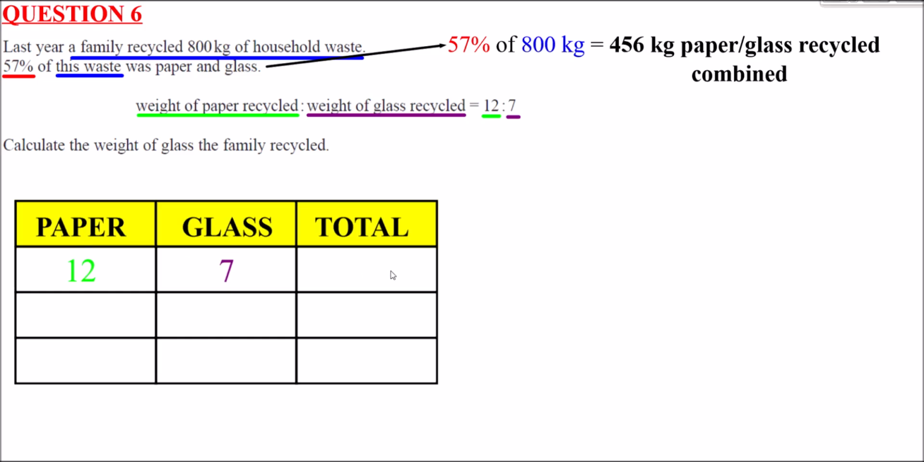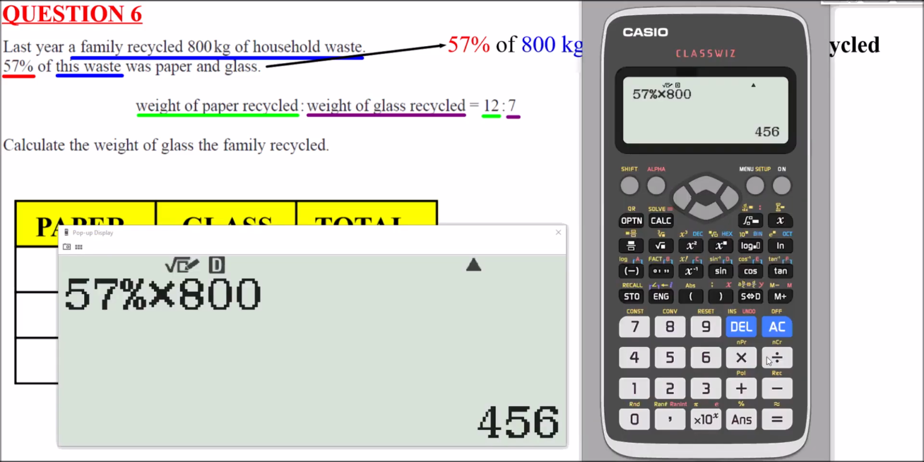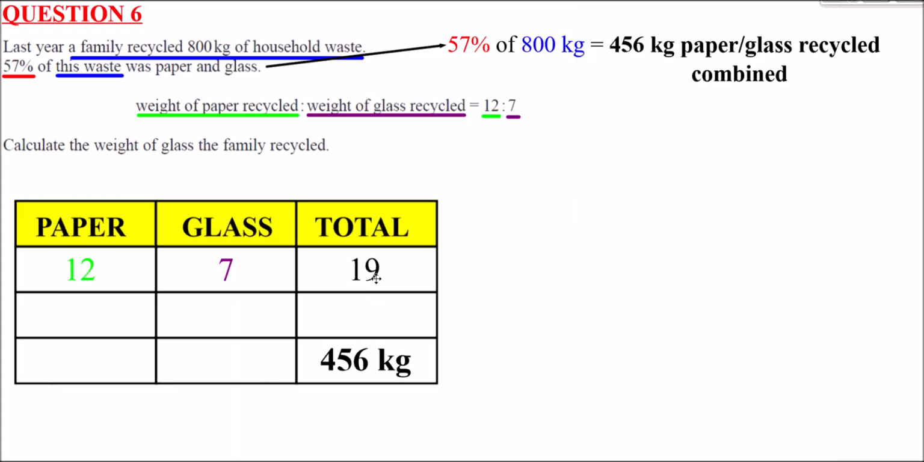Obviously that gives a total of 19 lots. But the total amount recycled was 57% of that 800 kilograms, which is 456. So how do I go from 19 and scale that up to 456? Well, if I were to do 456 divided by 19, I get 24. And that tells us that this final row here needs to be 24 times bigger than the first row. So in other words, my multiplication factor is 24. So if I multiply all these values by 24, I'll arrive at the correct values of paper and glass recycled.